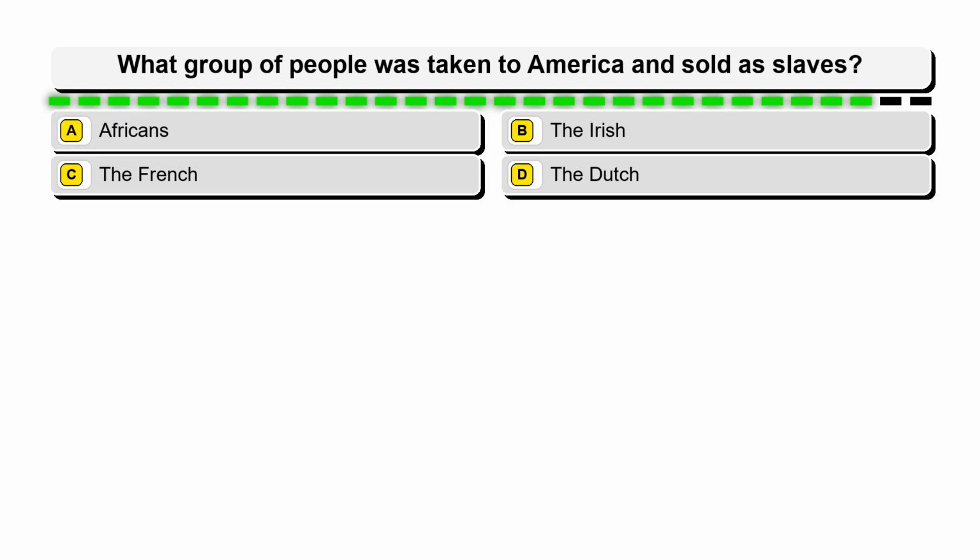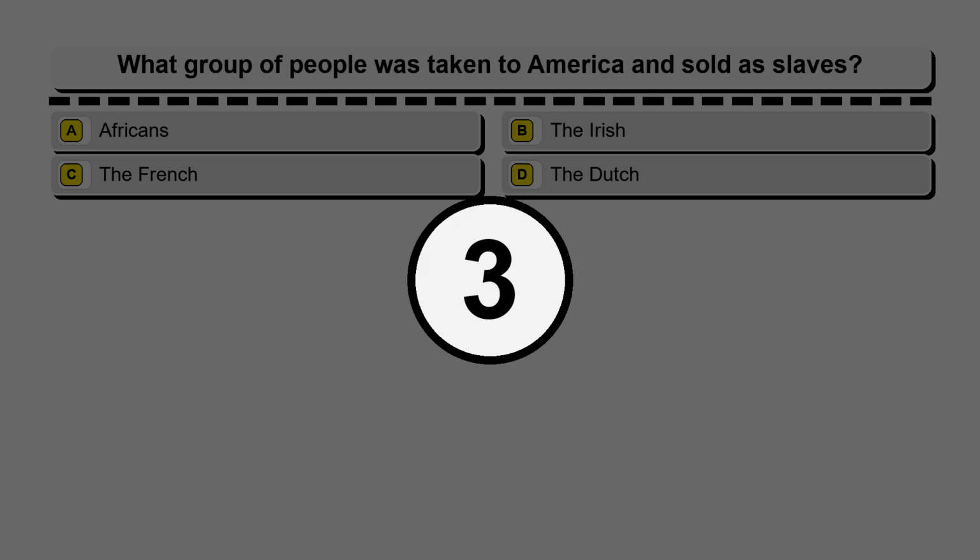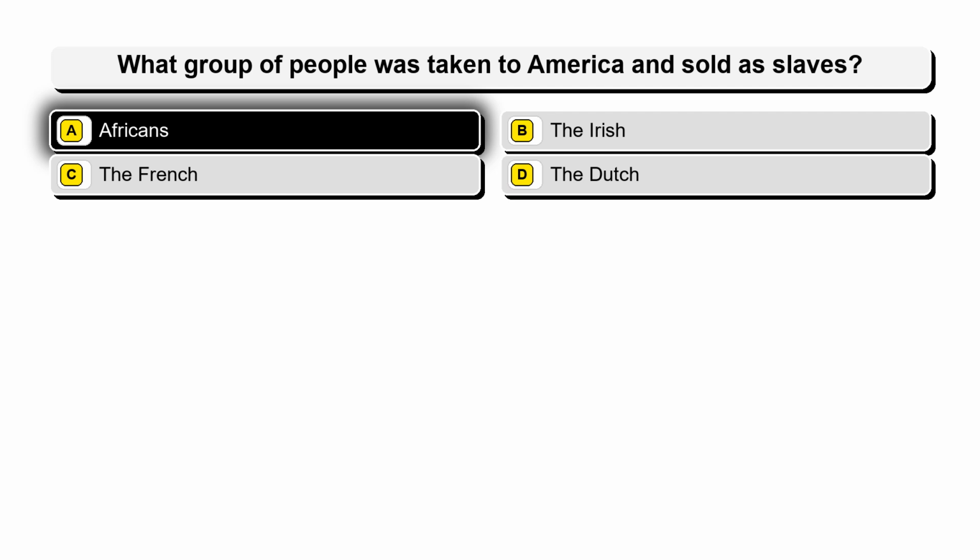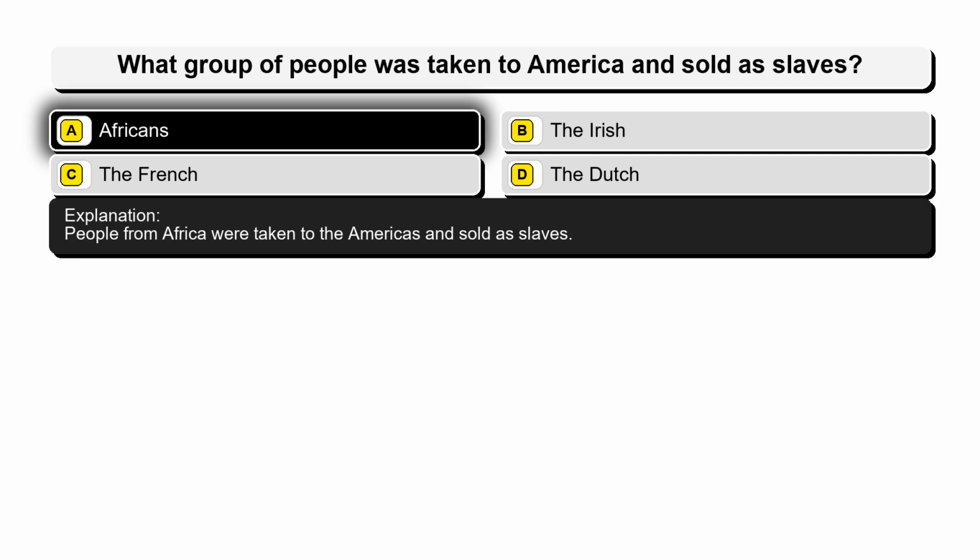Question 79. What group of people was taken to America and sold as slaves? Option A, Africans. Option B, The Irish. Option C, The French. Option D, The Dutch. The correct answer is option A, Africans. People from Africa were taken to the Americas and sold as slaves.